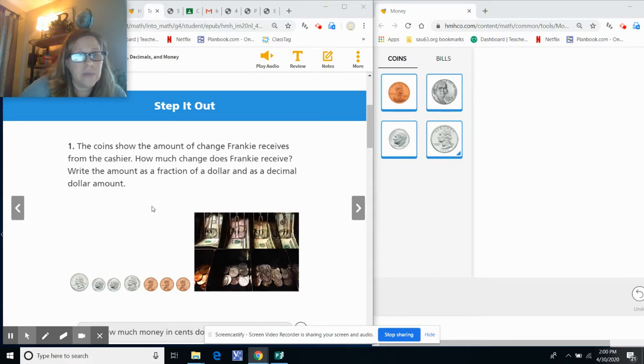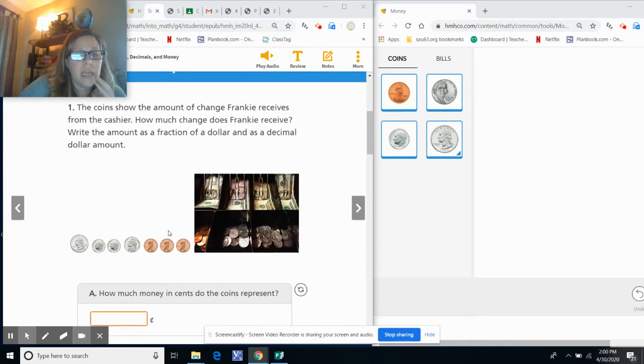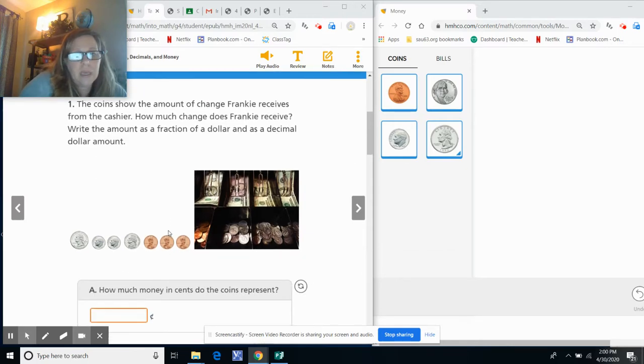All right, so let's take a peek. I want to read this one more time. So now we kind of have a feeling of what the problem is about. Let's read it one more time now. It says the coins show the amount of change Frankie receives from the cashier. So here's the amount right here. Here's the picture that he receives. How much change does Frankie receive? Write the amount as a fraction of a dollar and as a decimal dollar amount.